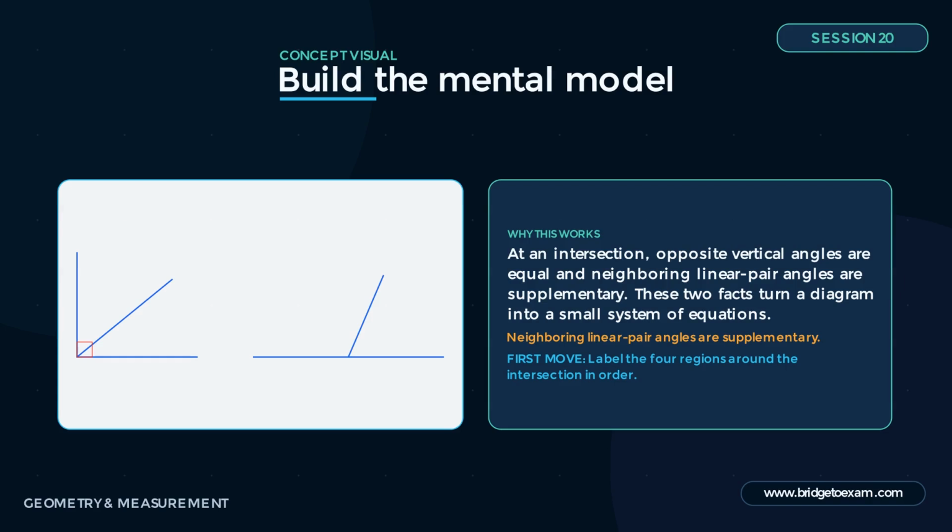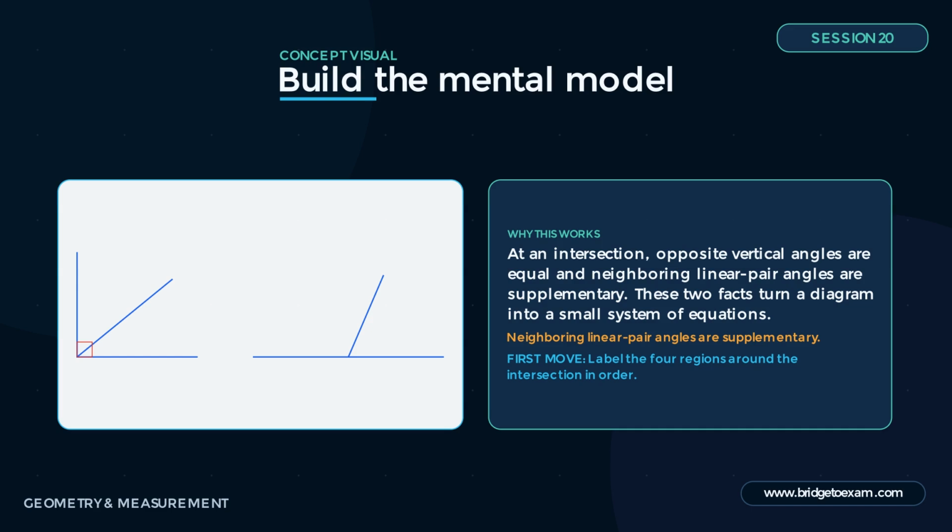Here's the central reasoning. If opposite angles are labeled 3x plus 5 and 5x minus 35, set them equal. Solving 3x plus 5 equals 5x minus 35 gives x equals 20. So each vertical angle is 65 degrees and each neighbor is 115 degrees.